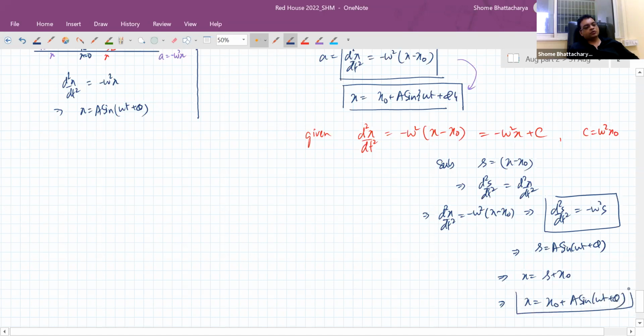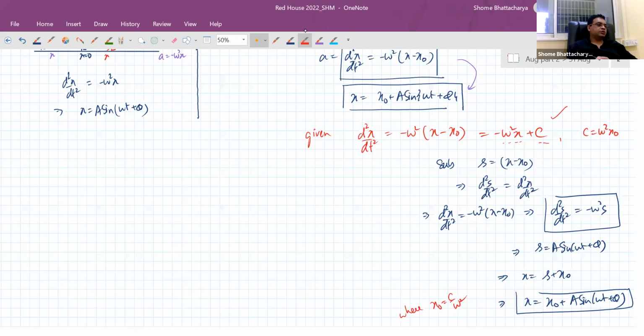So this is the simple proof that if we have an equation of this type, that d2x by dt square is not minus omega square x, but it's got minus omega square x plus some constant term, it's still an SHM, but it's got a displaced equilibrium, where you can see that x naught is c by omega square. Whatever this constant is, that constant divided by omega square.